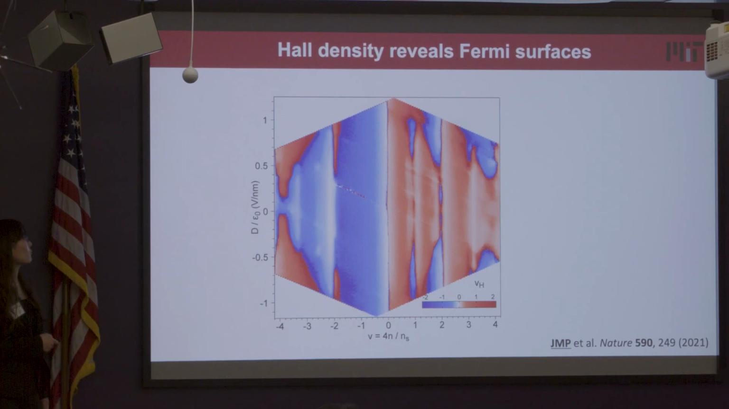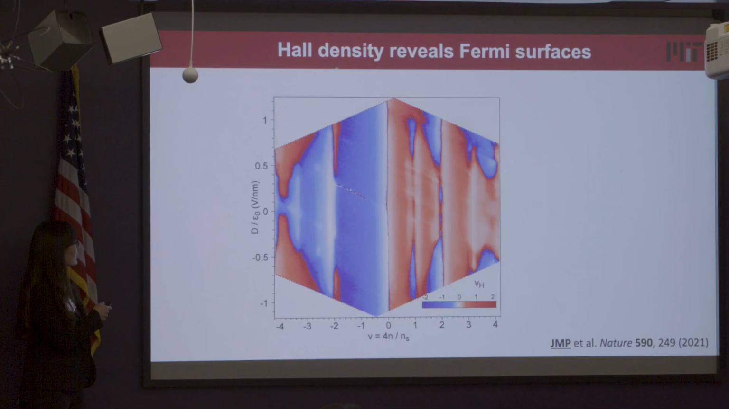So that's what we want to figure out by measuring this hole density. Hole density basically tells you the type of carrier that you have in the system. Is it an electron-like carrier or a hole-like carrier? By measuring such a quantity as a function of the intended doping, we can see what's going on in your Fermi surface topology.